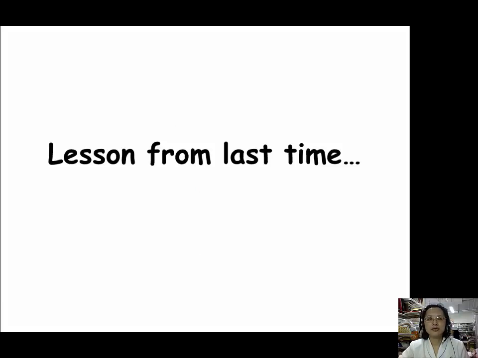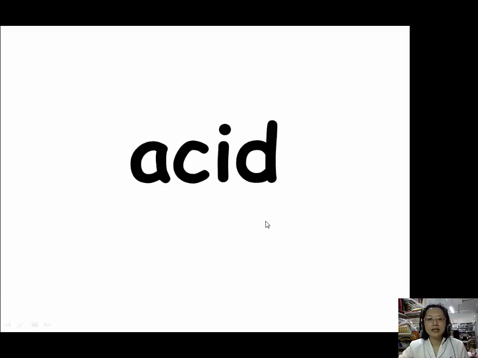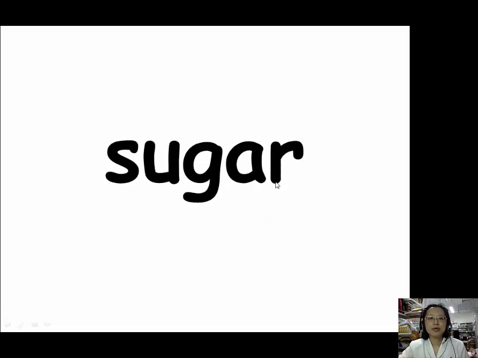Today we are going to finish lesson 17. But first, we need to review what we've learned last time. For acid, we have two suffixes, IC and ATE. When we want to talk about sugar, we have one suffix, that's OSE.